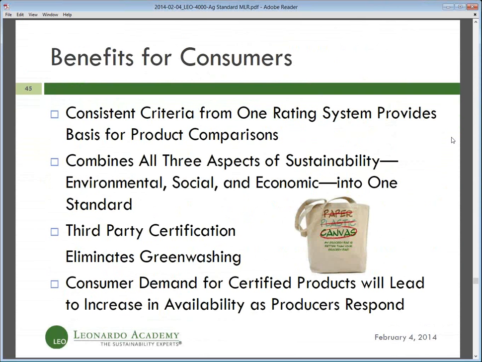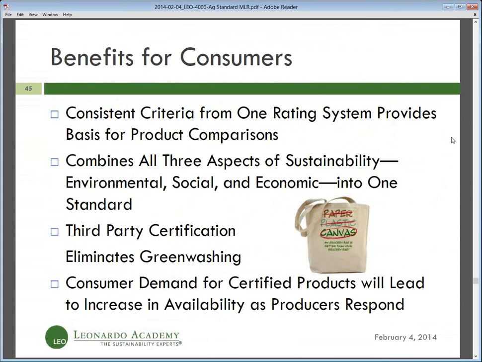Benefits for consumers. We provide consistent criteria from one rating system that will give you a basis for product comparisons. Instead of a rating system that perhaps just covers grapes for producing wine, our system will cover grapes for producing wine as well as table grapes, as well as strawberries, as well as corn. So you have a basis for understanding that if you're buying a Leo certified product, it has a certain level of quality.